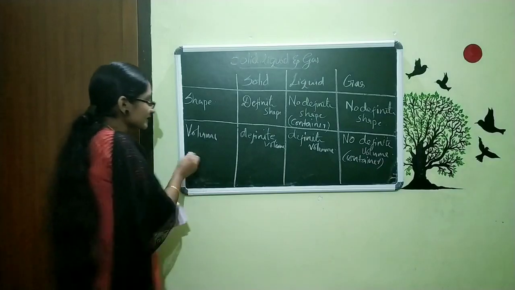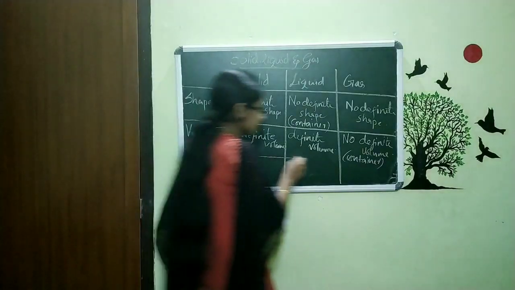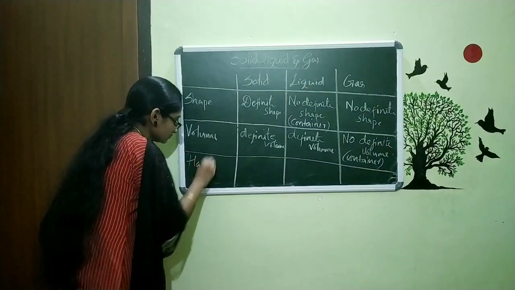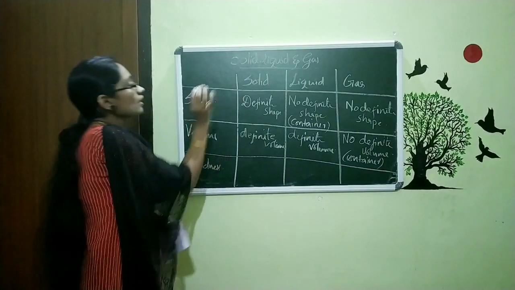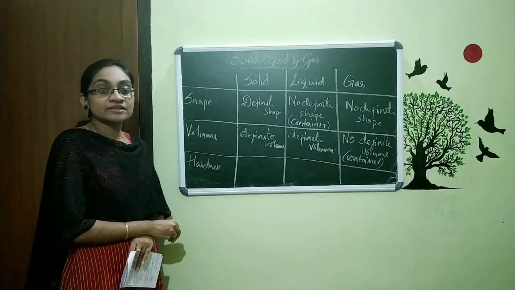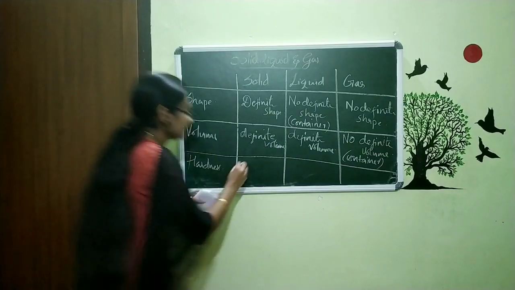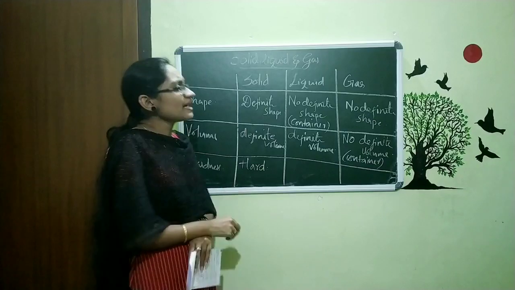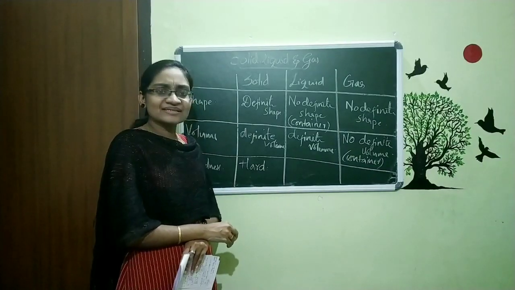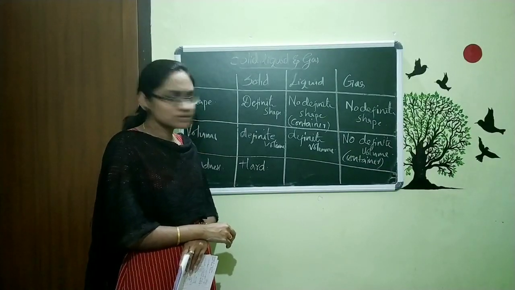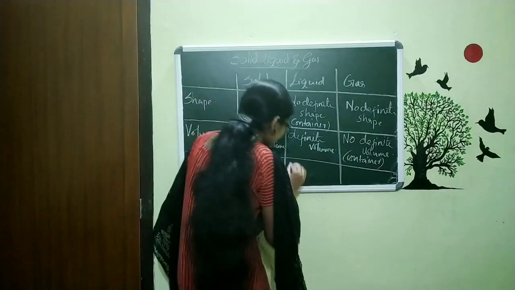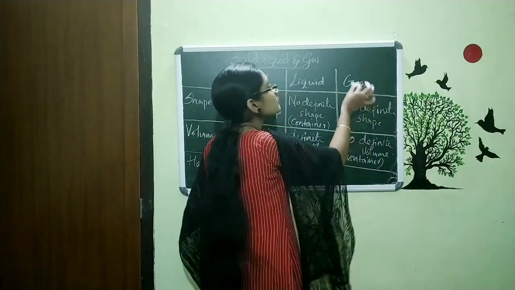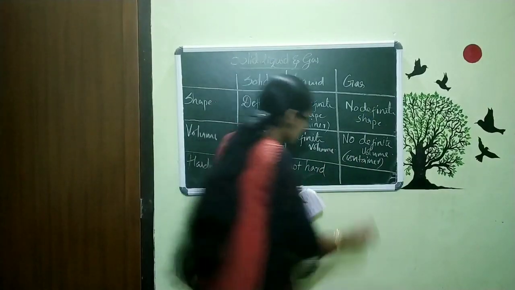And the third point is about the hardness. What about the hardness of solid? It is very hard. Very simple. And what about these liquids and gases? Are they hard? No, not at all. So we can say not hard. And for the gases also, they are not hard.